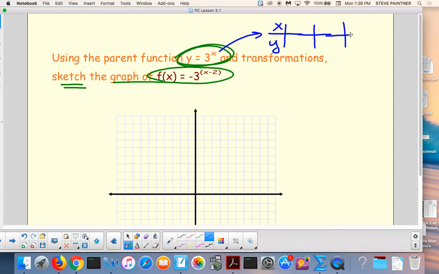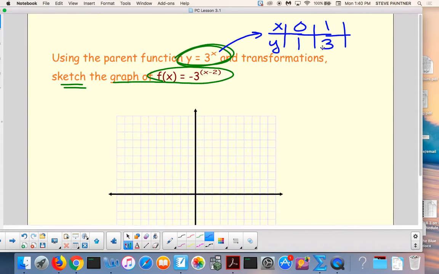If you get the parent wrong, are you going to get the function wrong? Yeah. So let's make sure we have the parent right. What are the 2 easiest x values to put in? 0. And put in what else? 1. That's it. Guys, that's all you needed. So what's 3 to the 0? 1. 3 to the first? 3. That's all I need.